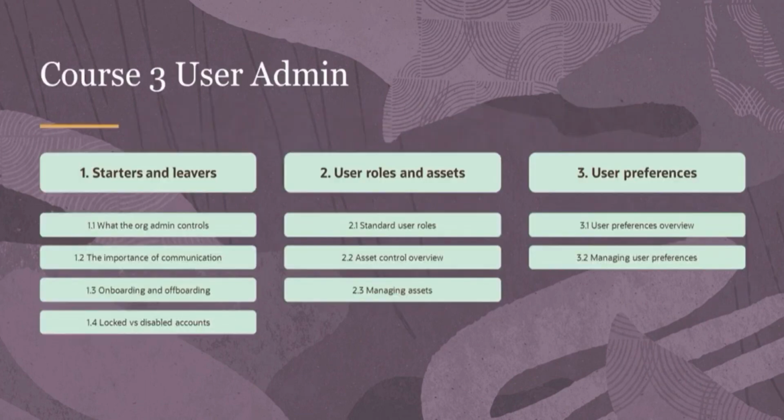Here's what we've covered. There were 3 lessons. We looked at how good communication is important and how we manage new starters and people that leave the team or project. Next, we discussed roles and assets and how they affect what people can do in Aconex. And finally, we covered how we can set some default preferences for others in our organisation.